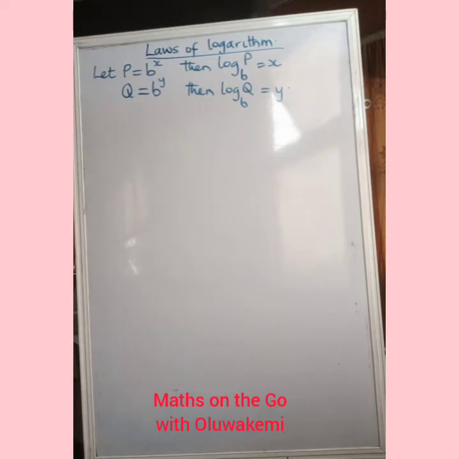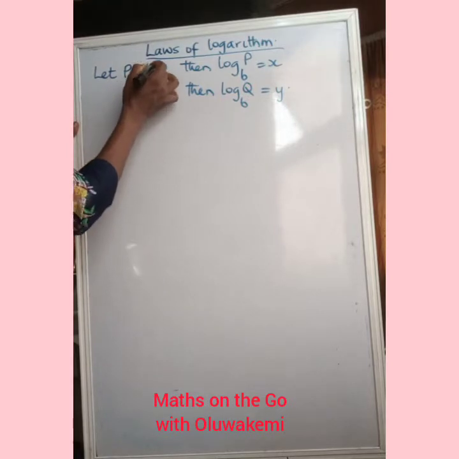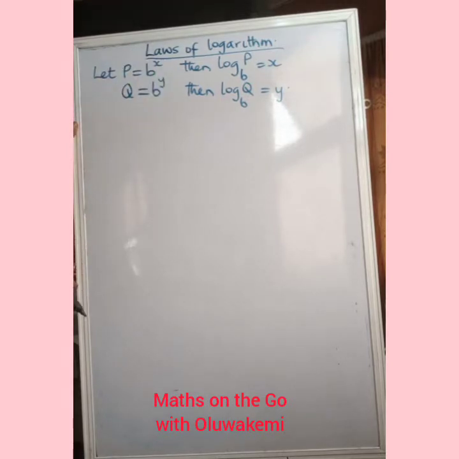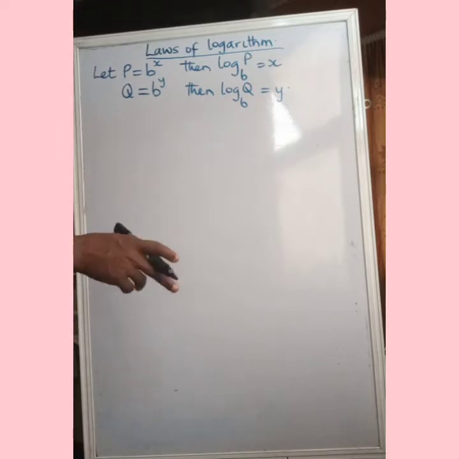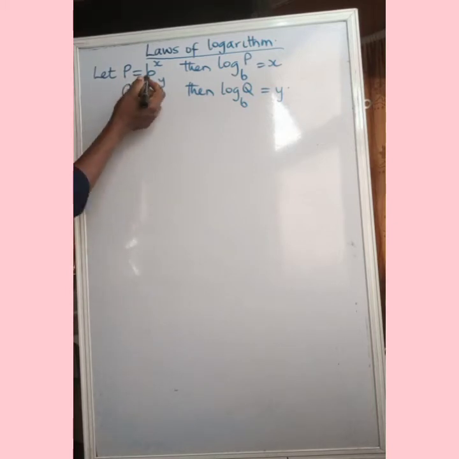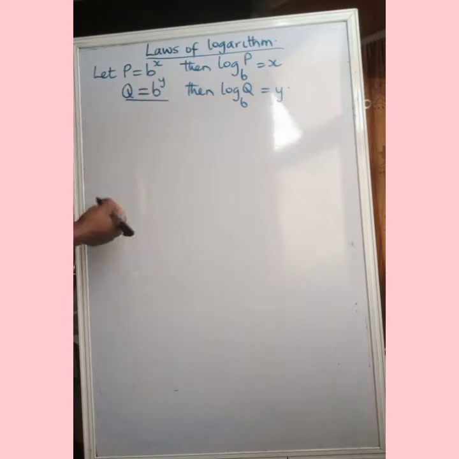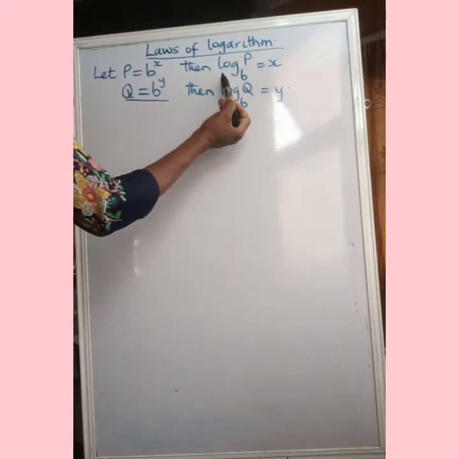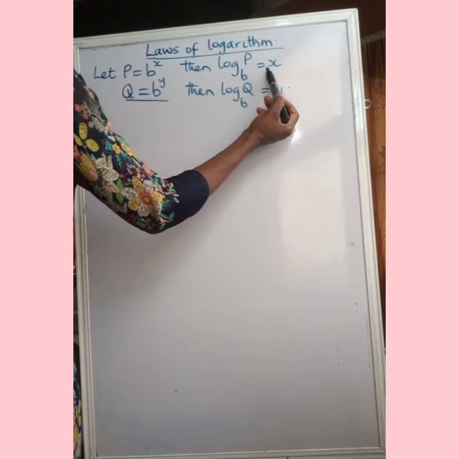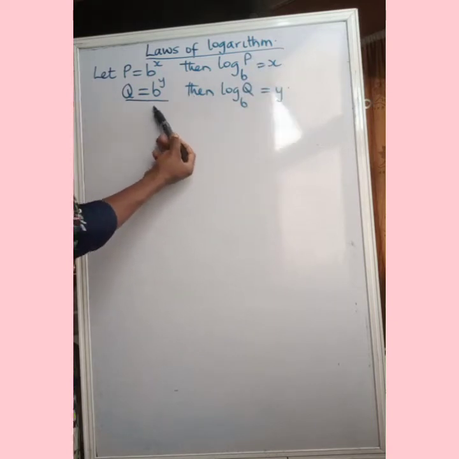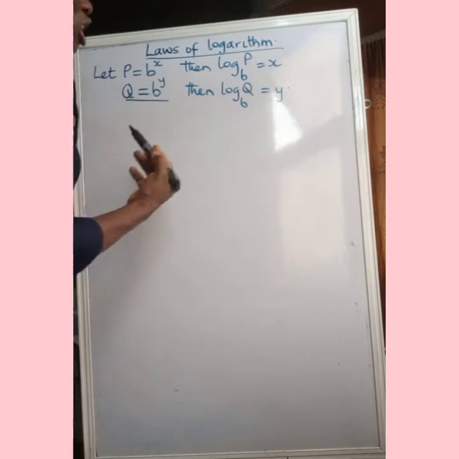As you can see, let P equals B raised per X. P equals B raised per X is which of the form? Is it an index form or a logarithmic form? Yes, it is an index form. Same with Q equals B raised per Y. Now, in order to write it in logarithmic form, it will be log P base B equals X. Same applies to the second one, log Q base B equals Y.